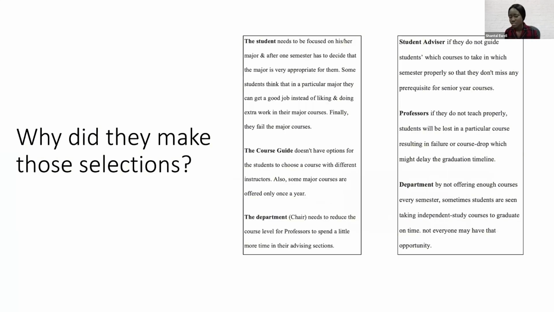So with that result, we really wanted to know why they chose these selections. So these are some of the feedback that they gave to us. I'm not going to read everything, but you can take a look at what some of the students and advisors were saying about why they made those selections. For instance, they pointed out that major courses are not offered every year or every semester. They also say that students are not very focused and stuff like that.